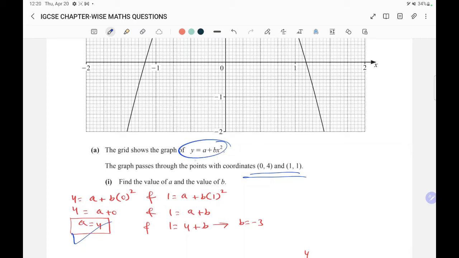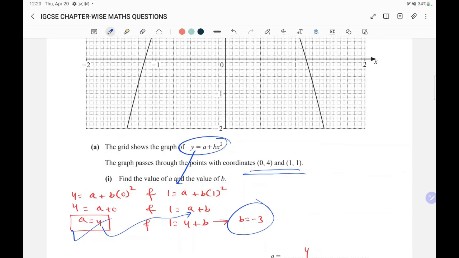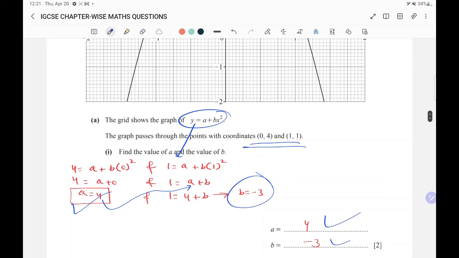And now for b, again at 1, 1 we have to substitute. So y is 1 and x is also 1. So 1 equals a plus b times 1 squared, 1 equals a plus b. Now a is 4, so put 4, 1 equals b plus 4, b is minus 3. Okay, so a is 4 and b is minus 3.